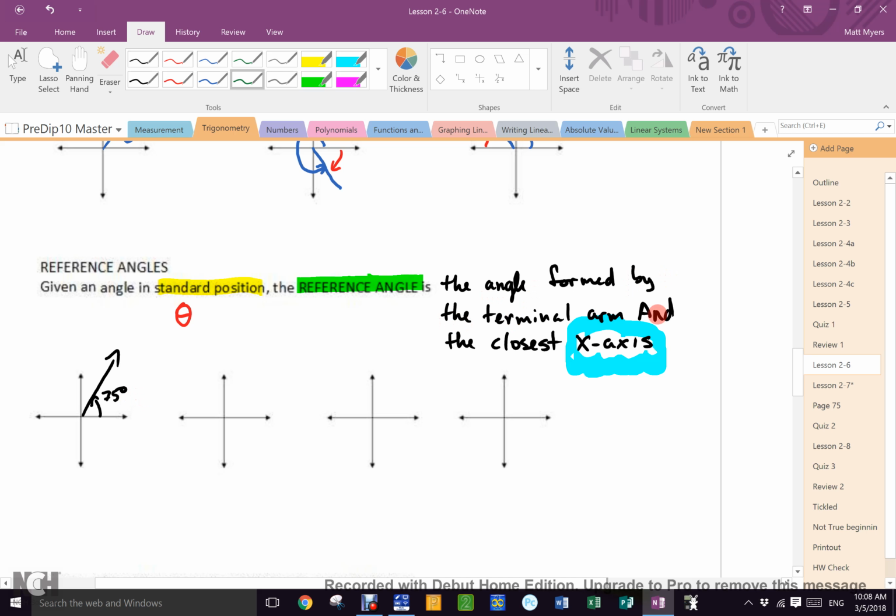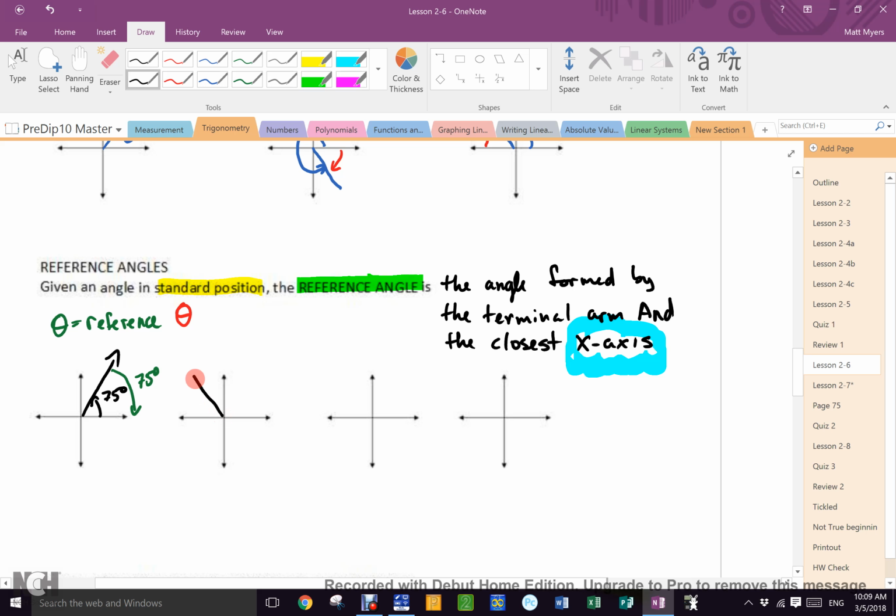The angle formed by the terminal arm and the closest x-axis. Here's the terminal arm. What's the closest x-axis? It's right here, isn't it? Isn't that the closest x-axis? So what does that tell you in quadrant 1? Theta, what's the reference angle? Right. In quadrant 1, theta equals reference. Everybody with me? Okay. Give me an angle that would be in quadrant 2. Give me a value.